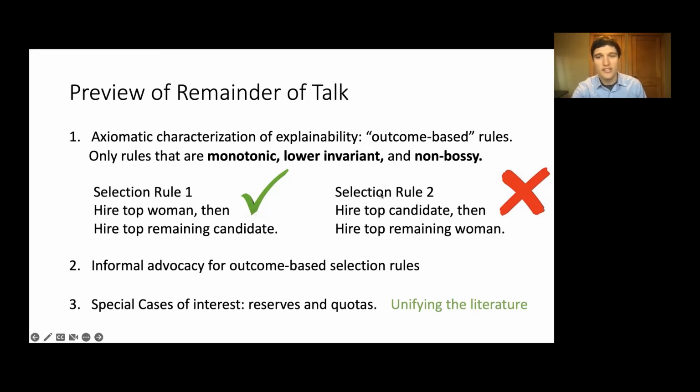So after I've introduced this class of outcome-based selection rules, I'm going to tell you a little bit about why I think they're cool, and I'm not going to use any math in that part of the talk. I'm just going to sort of informally argue about why I think they're cool. And then in the paper, we also have an examination of special cases of these rules that we think are especially relevant to practice. I might talk about those very briefly in this talk, but probably I'd rather save more time for questions or other components. So I'll spend a little bit of time on this. But this last part is our effort to unify the literature, because there have been lots and lots of other papers talking about reserves and quotas.